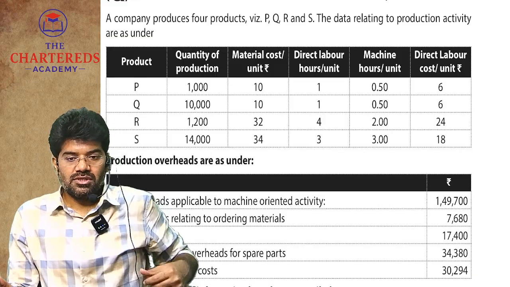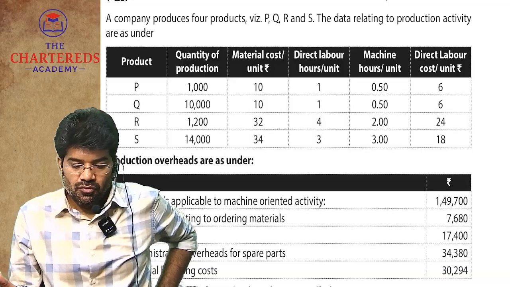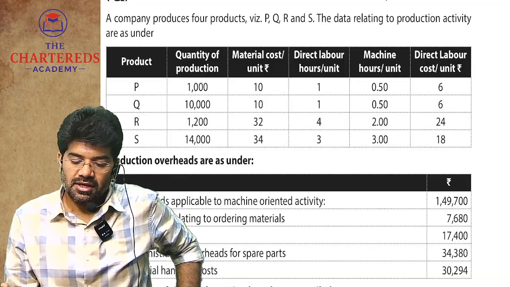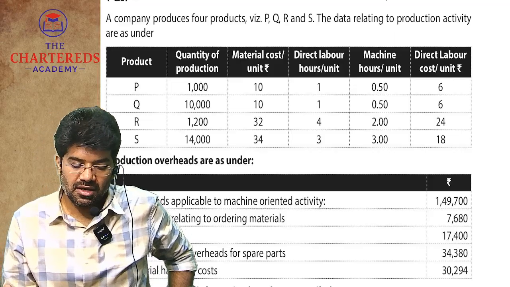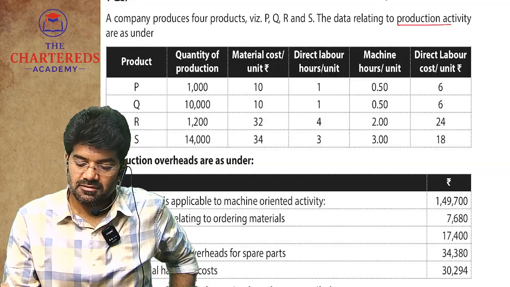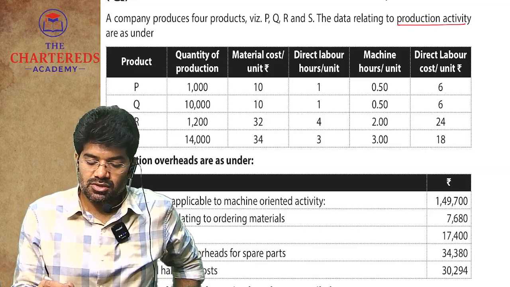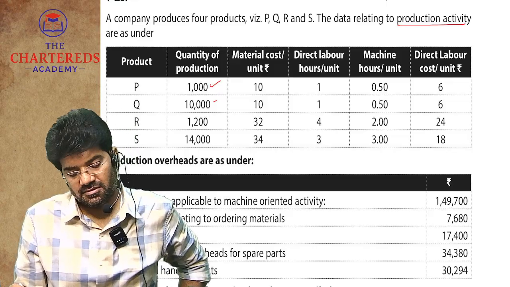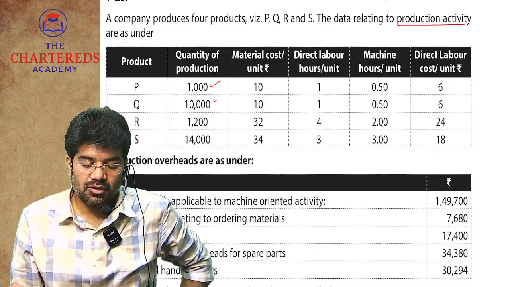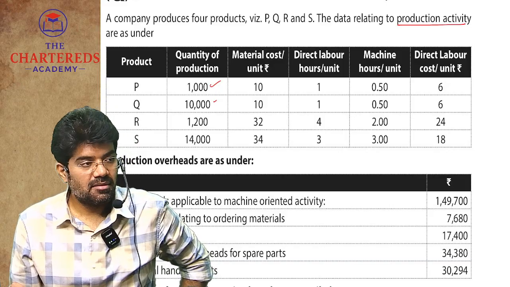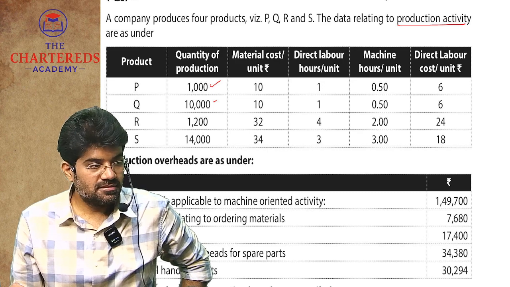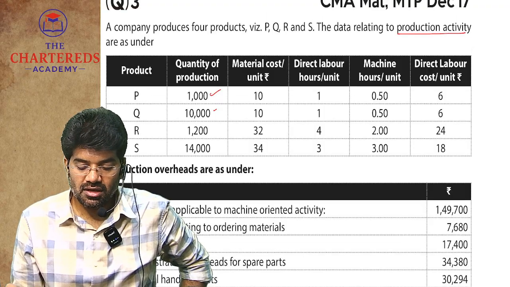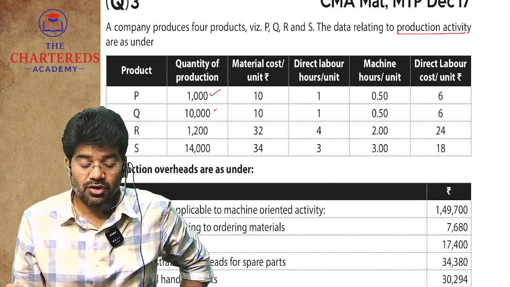A company produces four products, P, Q, R, and S. The data relating to production activity are as under. So this is what they're planning for every product: P 1000 units, Q 10,000, R 1200, S 1400, 14,000 in total.